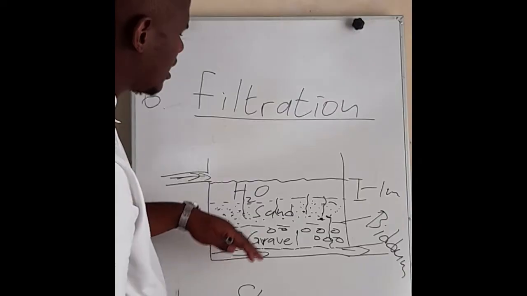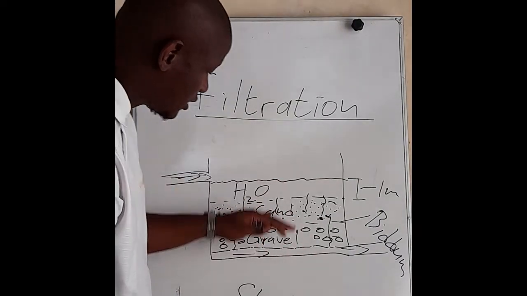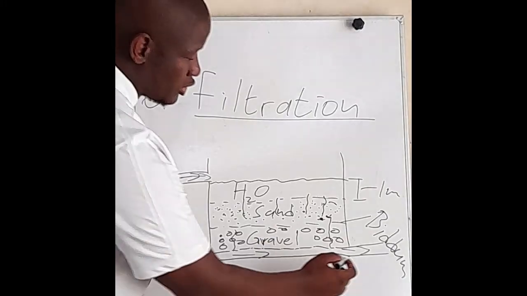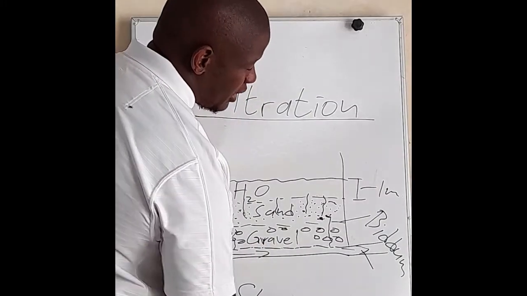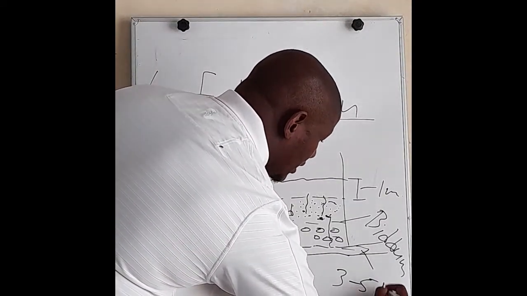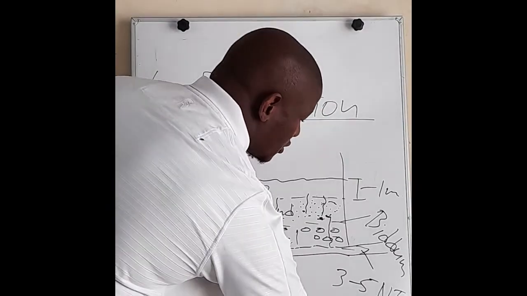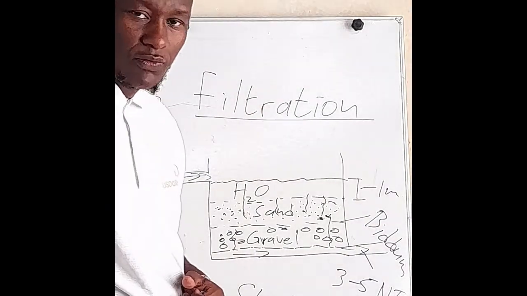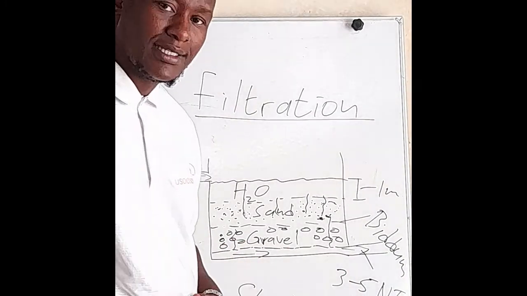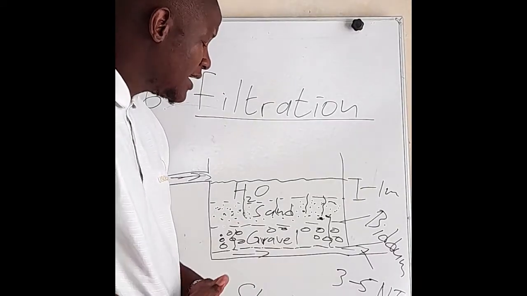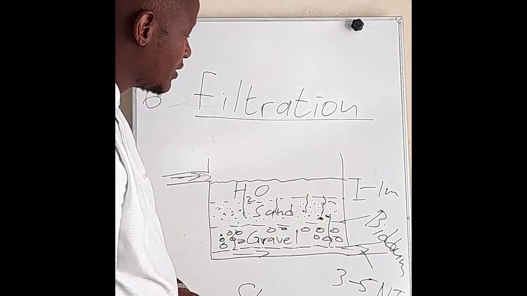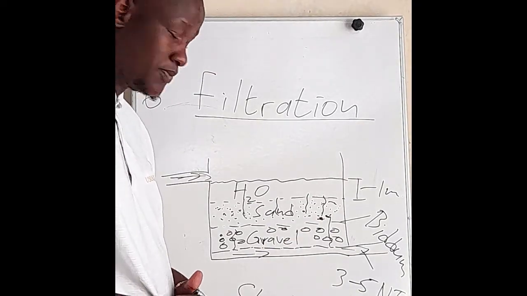After you have filtered your water through this slow sand filter bed, that water should be anywhere between 3 and 5 NTU. NTU is the unit used for turbidity. Try by all means not to exceed 10 NTU. By having it between 3 and 5 NTU, that's a successful run. You can then go to the next stage.